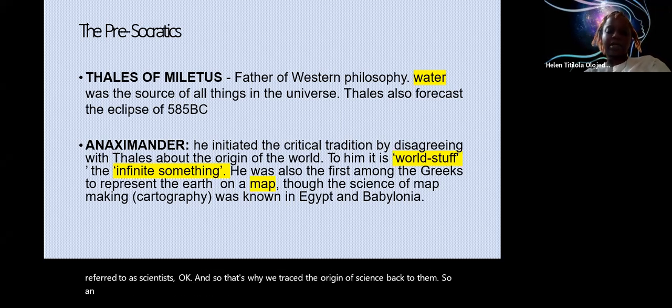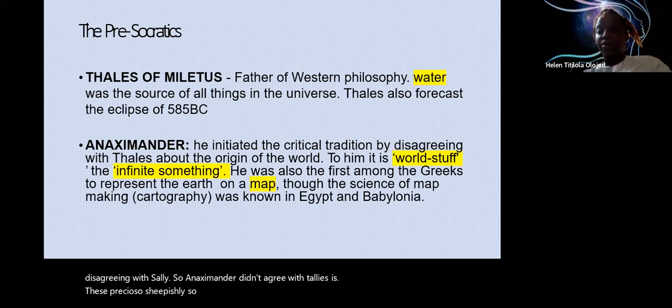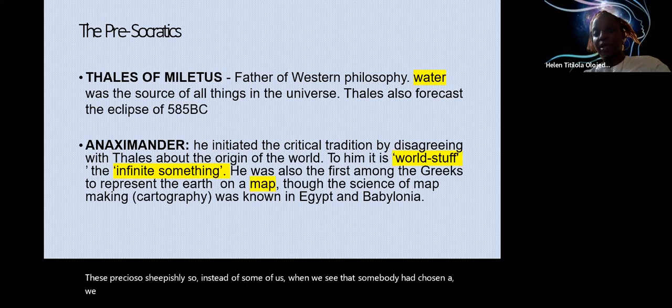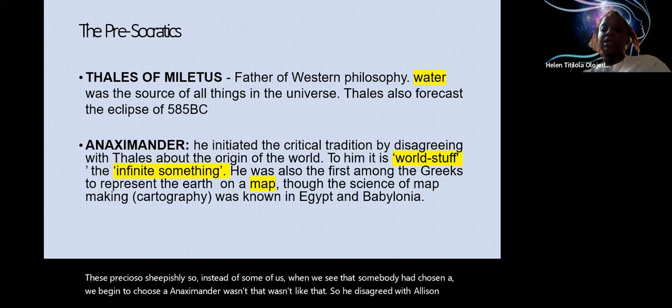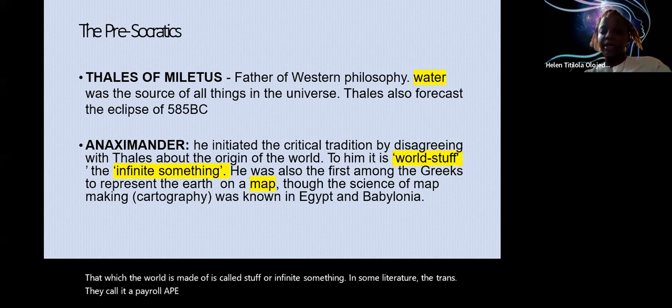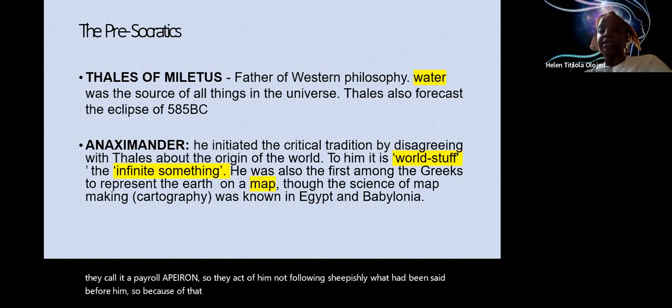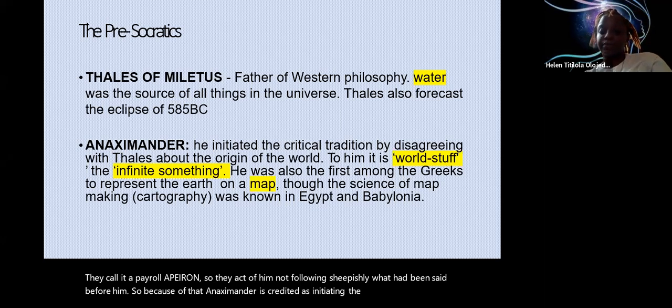So Anaximander is another pre-Socratic philosopher who initiated the critical tradition by disagreeing with Thales. Anaximander didn't agree with his precursor sheepishly. Some of us, when we see that somebody has chosen A, begin to choose A. Anaximander wasn't like that. He disagreed with Thales and said, no, that which the world is made of is called stuff or infinite something. In some literature, they call it apeiron, A-P-E-I-R-O-N. Because he did not follow sheepishly what had been said before him, Anaximander is credited as initiating the critical tradition by disagreeing with Thales.